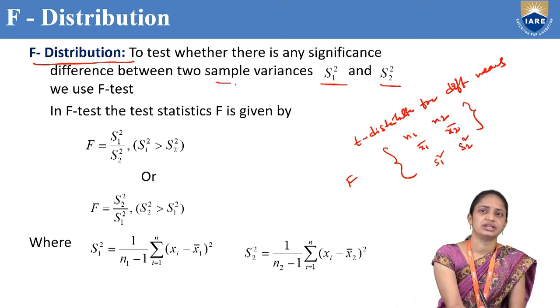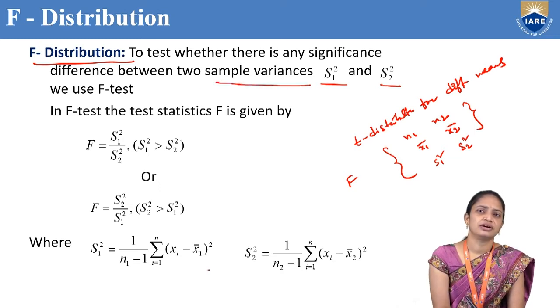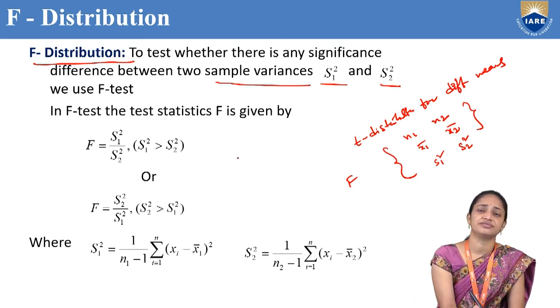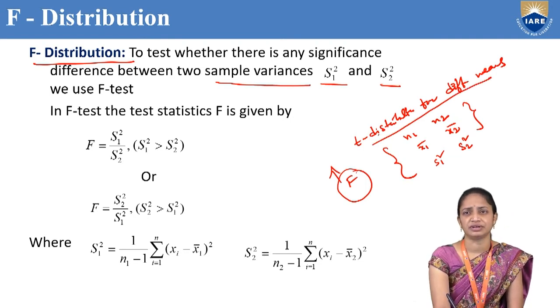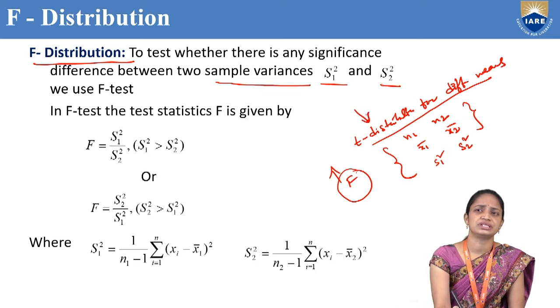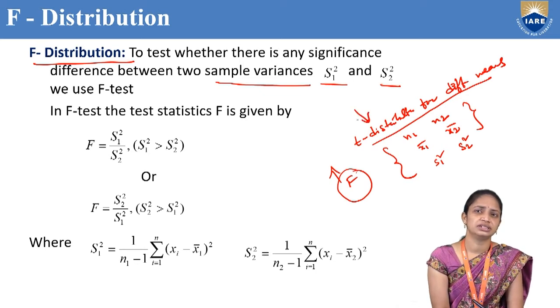In the question, if they directly ask whether there is any significant difference between two sample variances, we have to use the F test. If there is any significant difference between two sample means, we have to use the T test for difference of means.